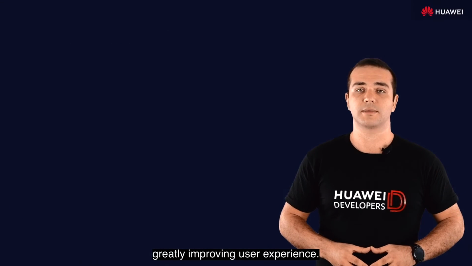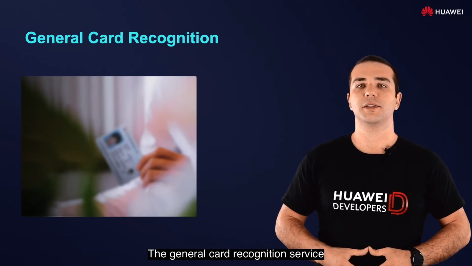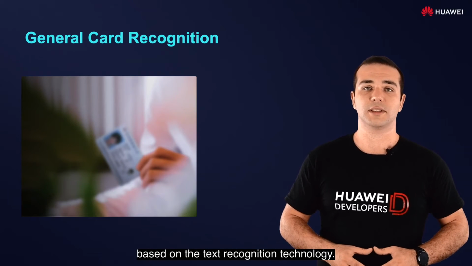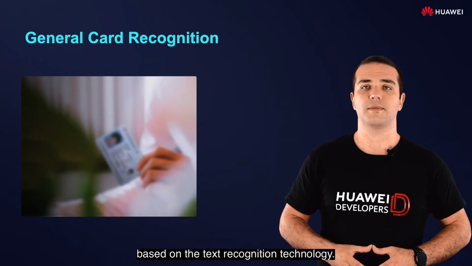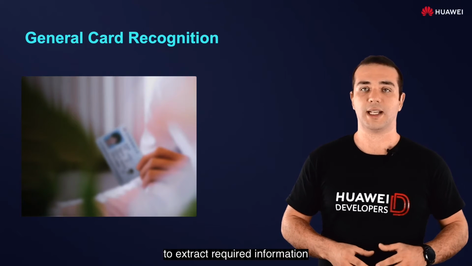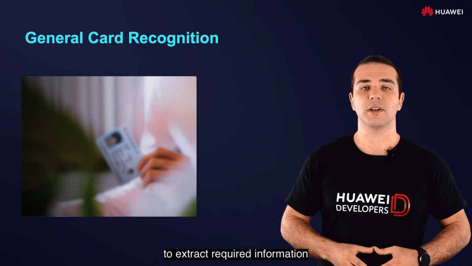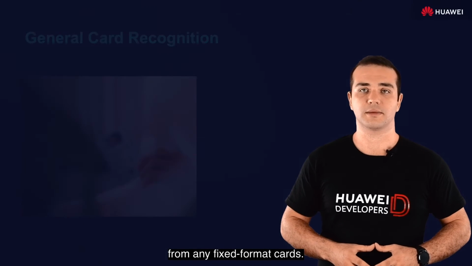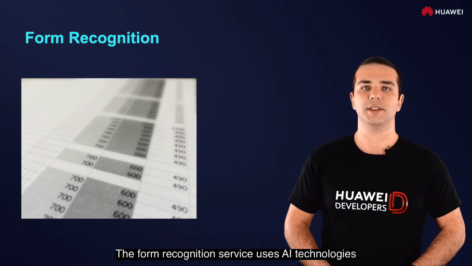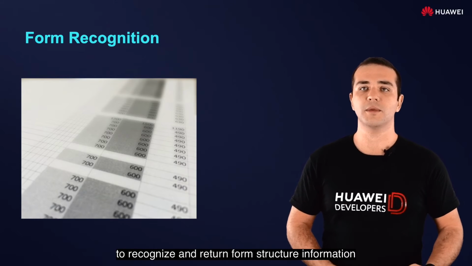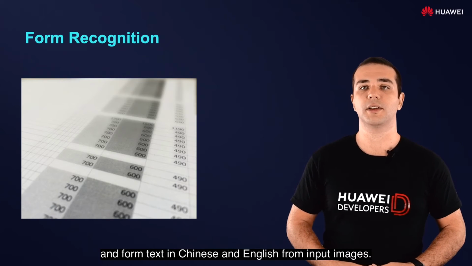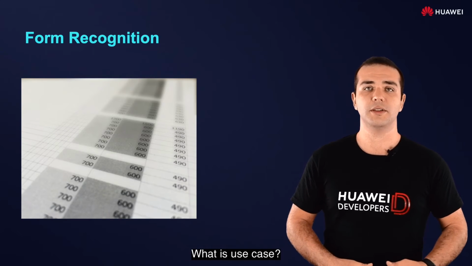The General Card Recognition Service provides a universal development framework based on the text recognition technology. It allows you to customize the post-processing logic to extract record information from any fixed format cards. The Form Recognition Service uses AI technologies to recognize and return form structure information and form text in Chinese and English from input images. What is the use case?